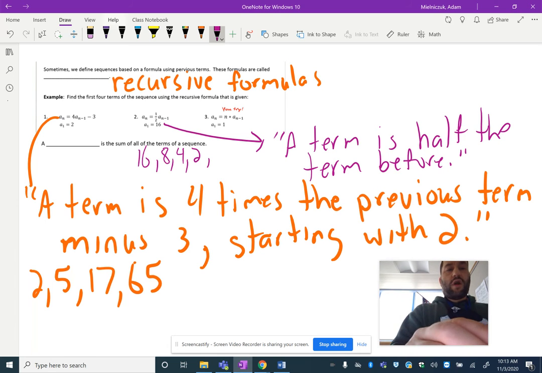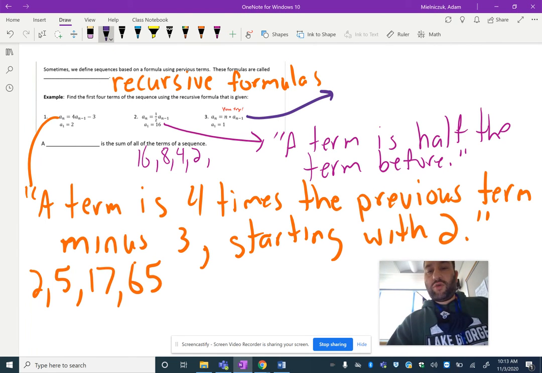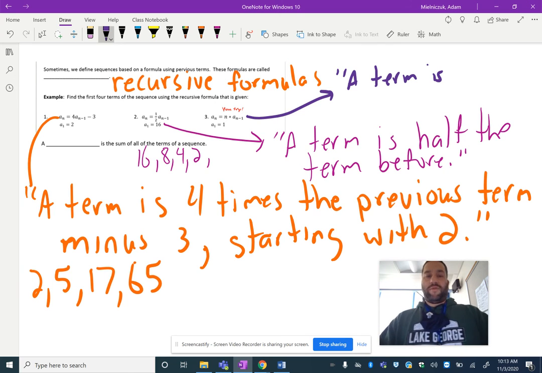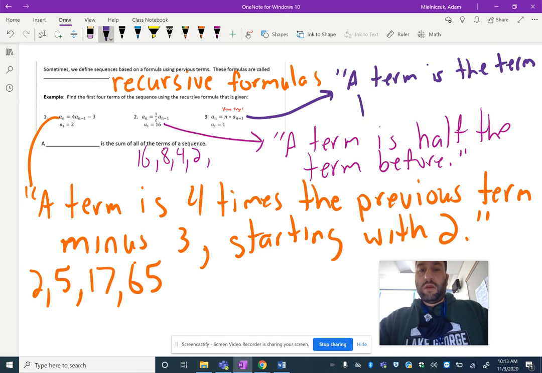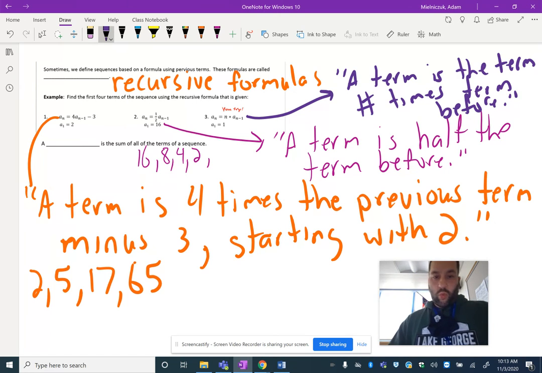Okay, and for our last one, I'm going to do this one. We would say a term is n times the term before. So a term is the term number times the term before. And again, we're going to start with 1. So let's see, for this one, we'd have 1. And then we're going to multiply it by the term before, so it'd be 1 again. So look at this, it's all 1s. Okay, they just keep going that way.